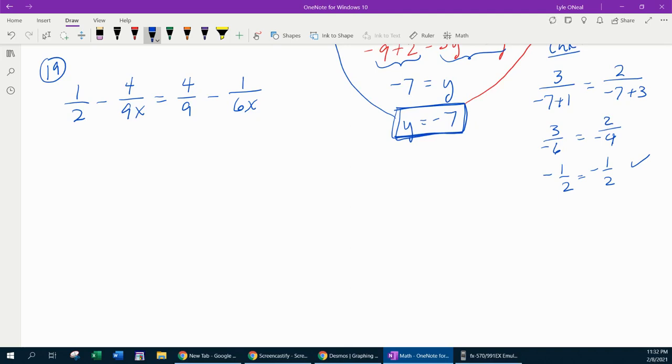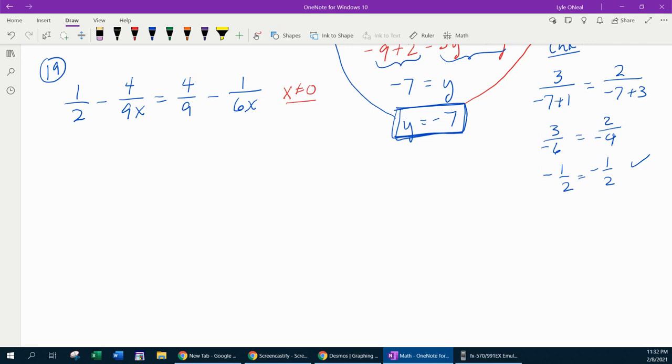Next, for number 19, we have another rational equation, and I promise I won't skip the first step this time. X cannot be 0 seems to be the only restriction because there are only two fractions with variables in the denominator, and both of those would be made 0 if I let x be 0. So 0 is the only restriction. Now I can proceed to solve the equation.